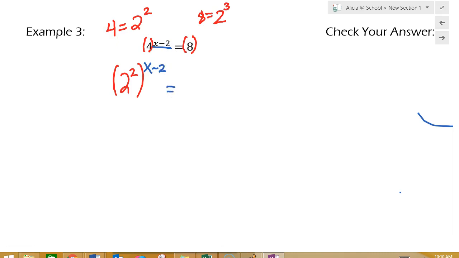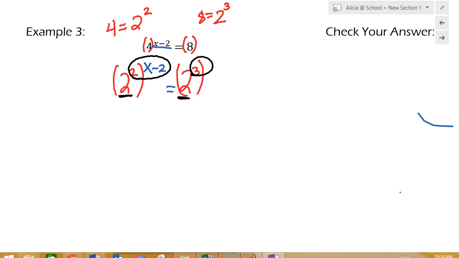Bring down my equal sign. Like 8, I have 2 cubed. There's nothing else on that side, so if you want to use parentheses, you can. Otherwise, you can leave it. Now that I see I am in the like base, I have a base of 2 here, base of 2. I follow the same steps as before. Now that the bases are alike, I can set my exponents equal to each other.